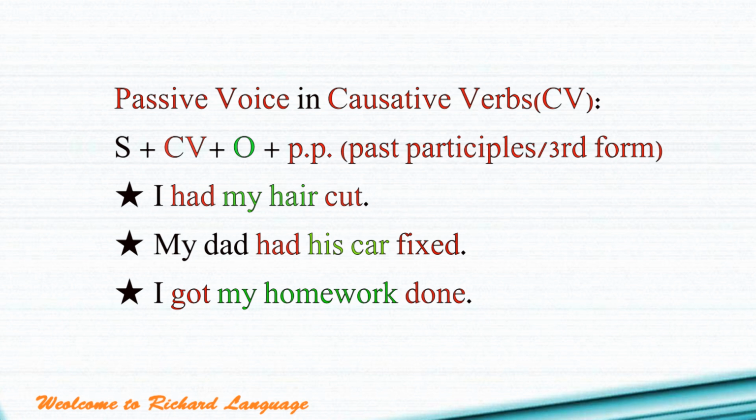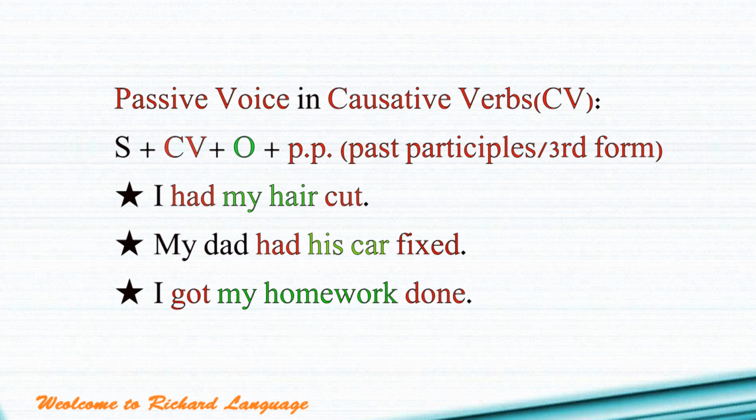Let's see the first example sentence. I had my hair cut. Here, had is a causative verb, and my hair is an object. And cut here is a PP, a past participle. Because your hair cannot cut by itself, here we use the passive voice. Cut is a PP.